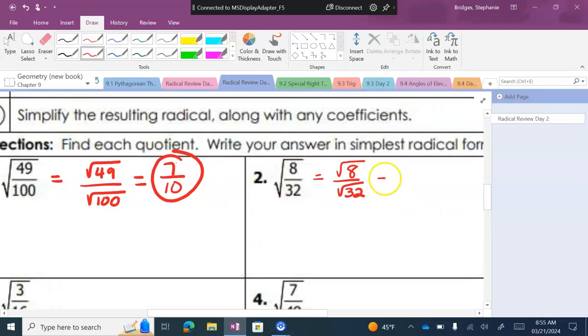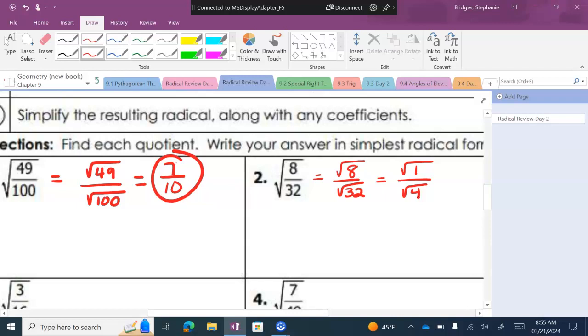Does it? Yeah. What is this fraction it gives you? 1/4. So that is going to turn into the square root of 1 over the square root of 4. What I did was I divided both of those numbers by 8. Both of them are under the radical sign, so if they can simplify, I can make my numbers smaller, which usually makes my job easier.